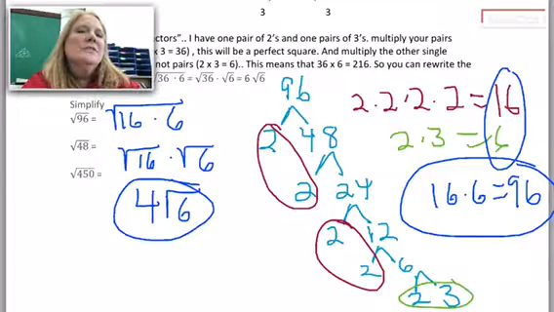Okay, so let's look next at 48. And again, please pause and try to do it yourself.